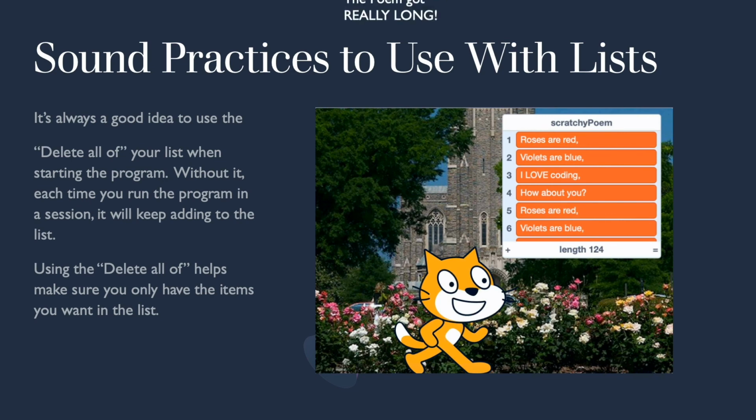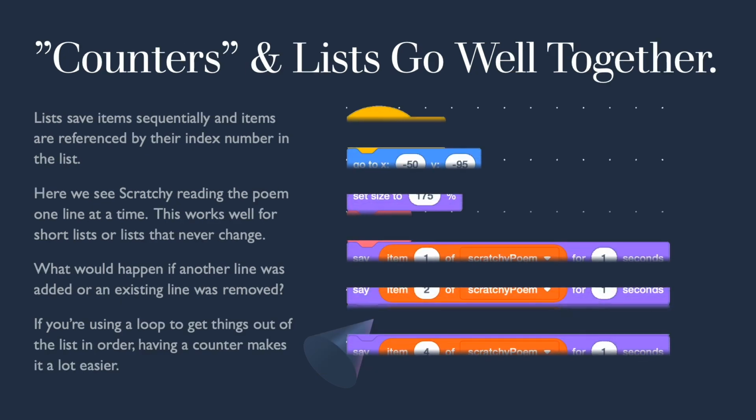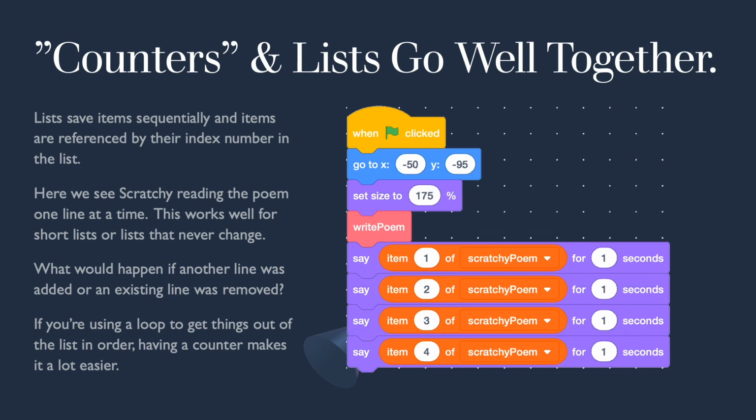Well, that was fun. Now let's recap a few key things to remember when using a list. 1. Use delete all to clear your list each time the program runs. If you don't, you might get a really big list that you did not expect to have. 2. Sometimes accessing your list with a separate block for each item is not a good idea, especially if your list will change. In this example, if we add an item or we delete an item, this code no longer works.